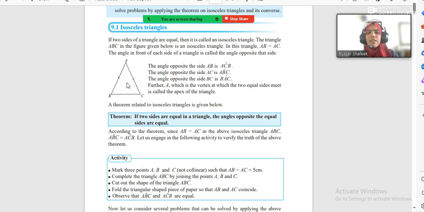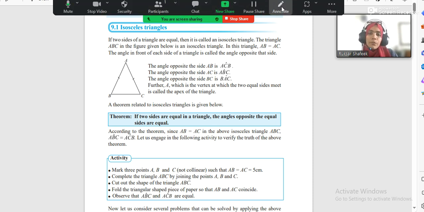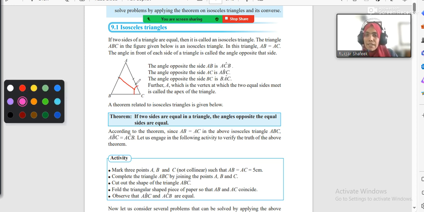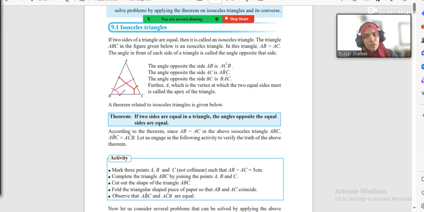All right, so what does that mean? Let's say, for example, we have AB is equal to AC here. So if AB is equal to AC, the angle opposite to AB is angle ACB, and the angle opposite to AC is angle ABC. So which means the angle ABC is equal to angle ACB.